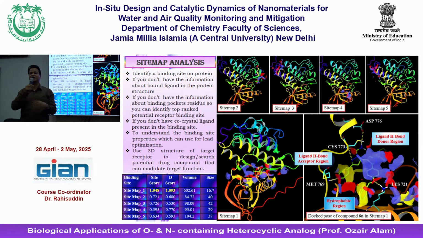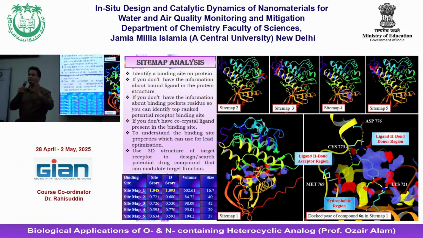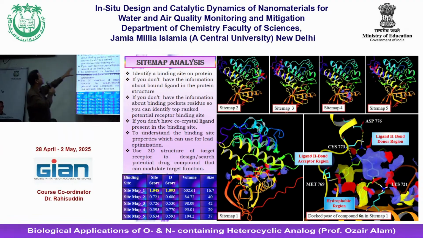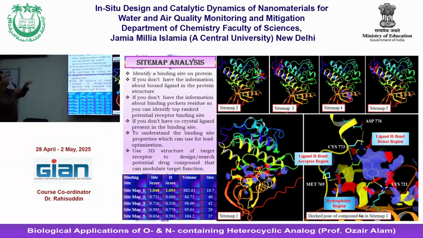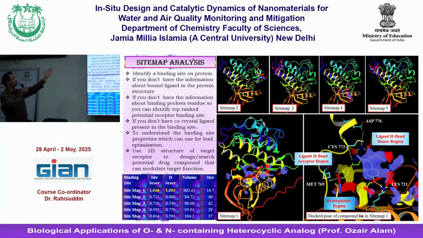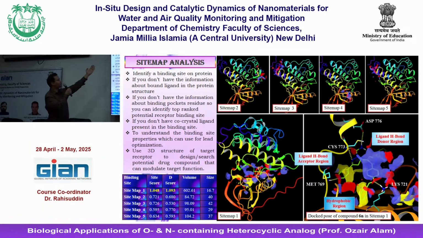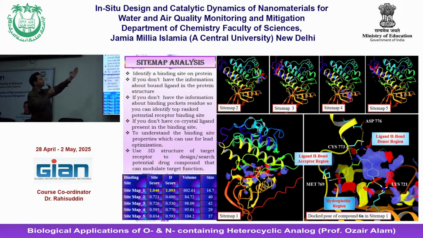So in a whole protein, how can you say which is the binding point? It may be here, there. For that, we have to perform the SiteMap analysis to identify the binding site. If you don't have the information about the bound ligand on the protein structure, or about the binding pocket residues, you can identify the top-ranked sites.